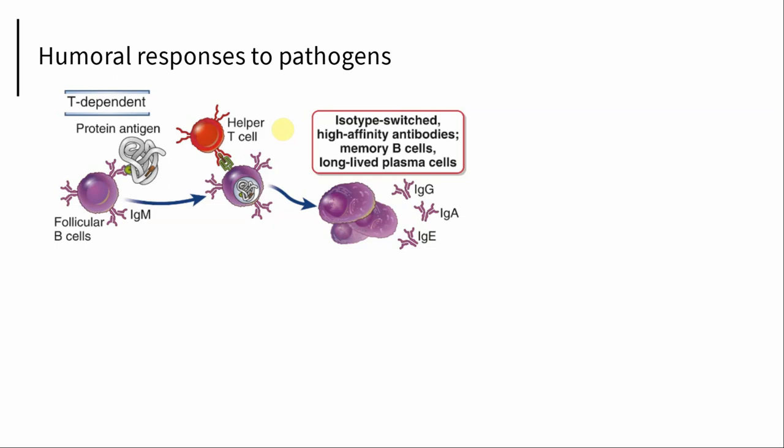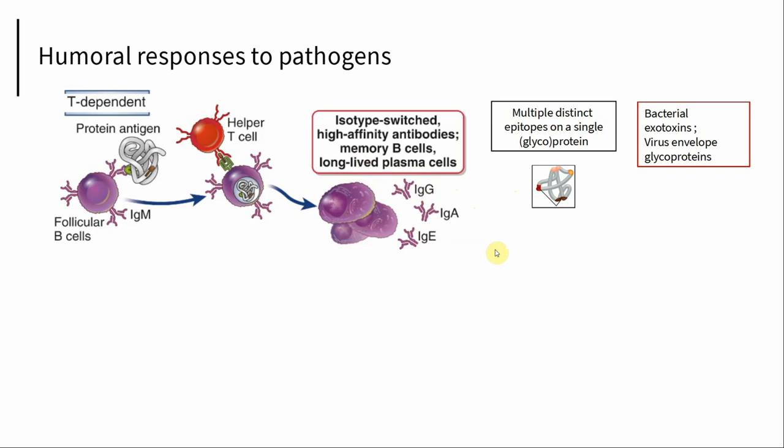And so the development of the T cell dependent response will lead to isotype switched high affinity antibodies, and long-lived memory B cells and long-lived plasma cells. So you get IgG, IgA, and IgE. The types of antigens producing this kind of response are basically bacterial exotoxins, viral envelope glycoproteins, and individual proteins, either associated with bacterial cells or pathogen cells or particles, or secreted.